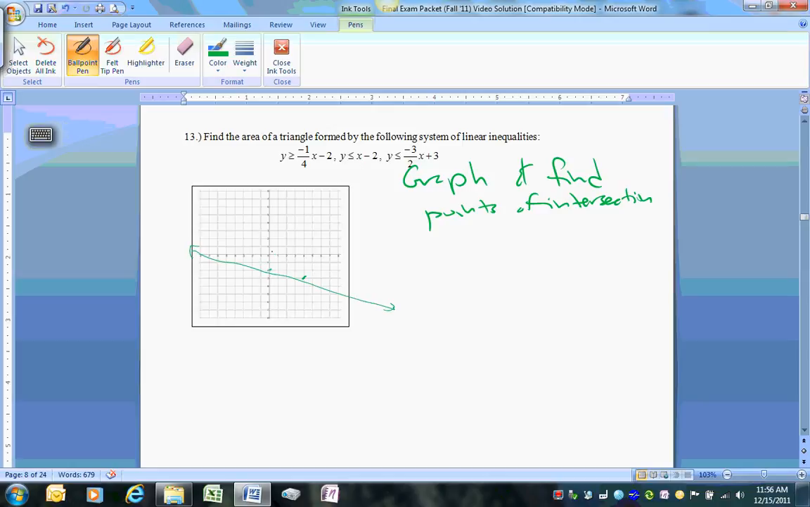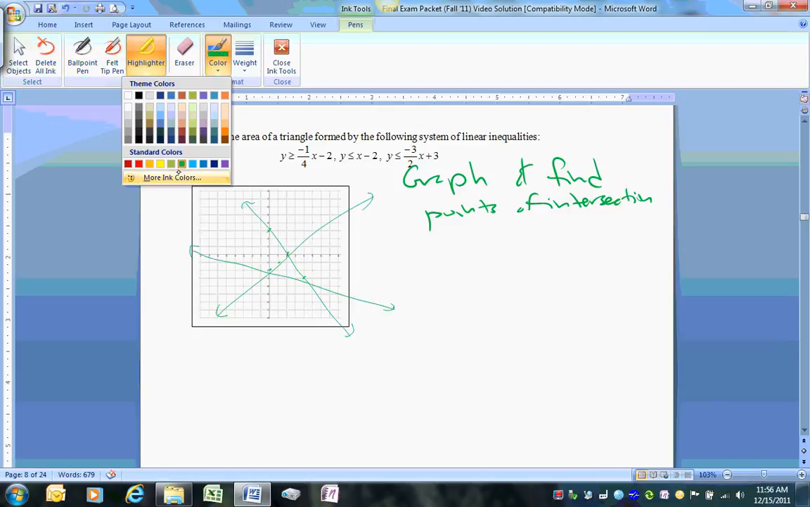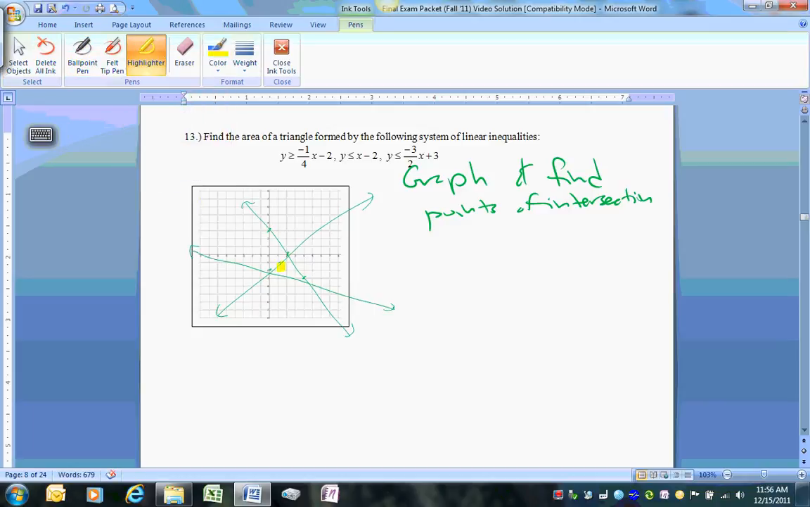-2 again for the next line. Up 1 over 1. And then 3. Down 3 over 2. Shade. Because you want to go above the first line I drew, below the second line I drew, and below the third line I drew. So that's the enclosure.